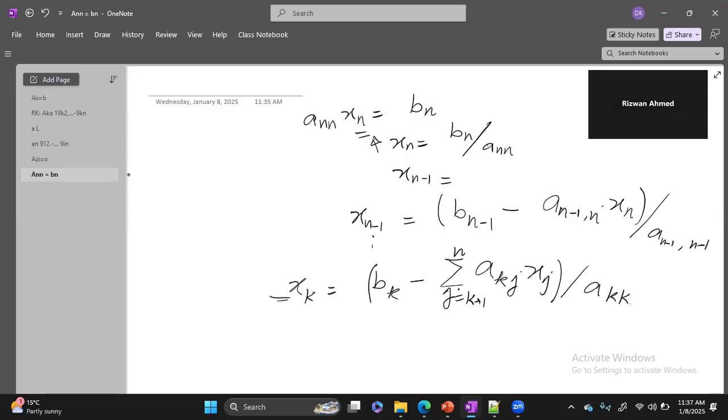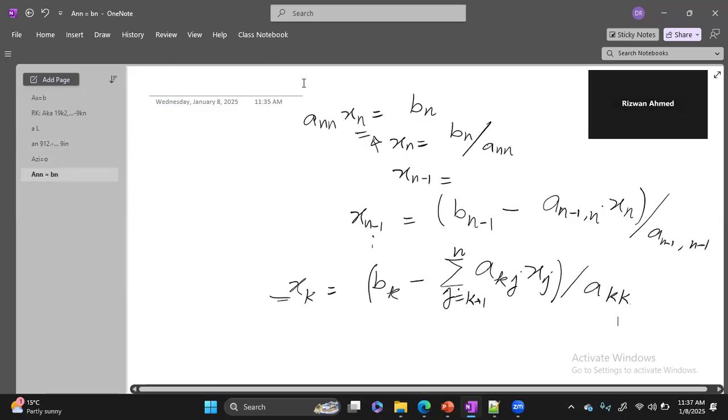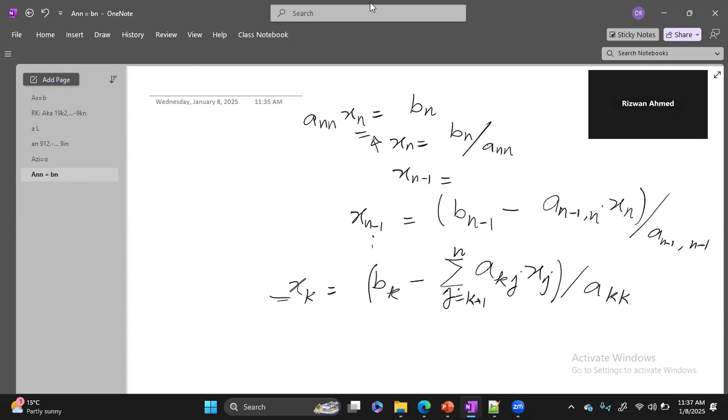So with this demonstration, I hope you can confidently work on the Gauss elimination and back substitution algorithms. They really form the backbone in the direct methods of solving a linear system of equations.